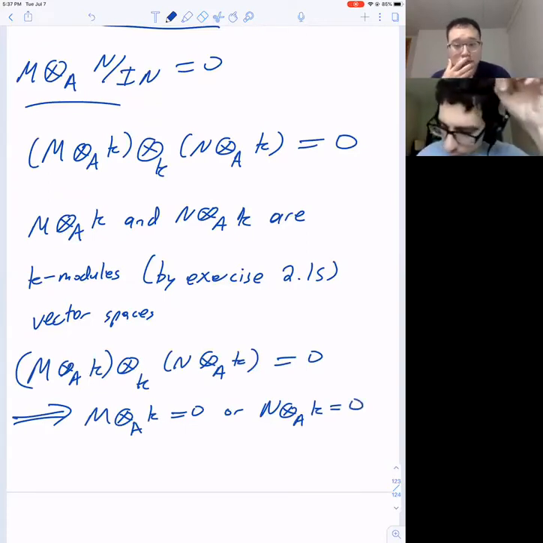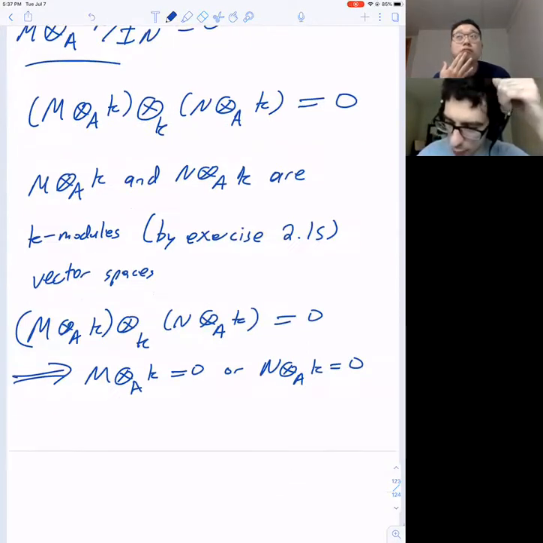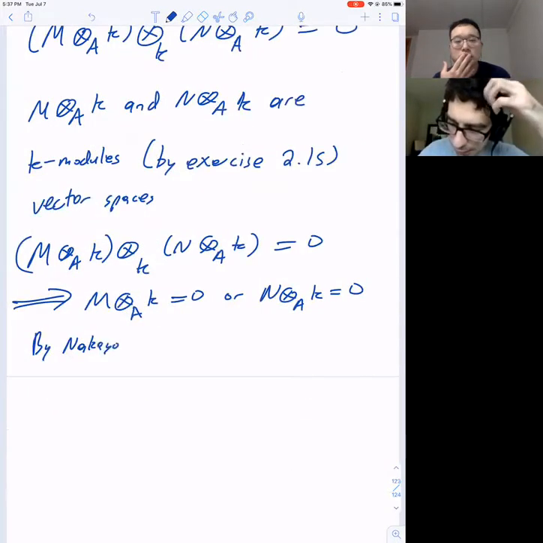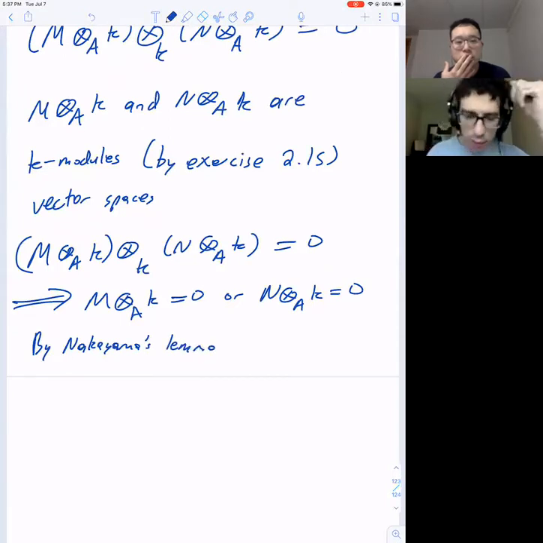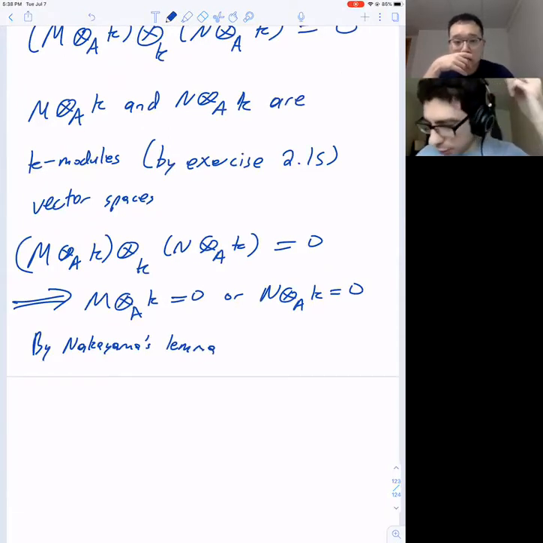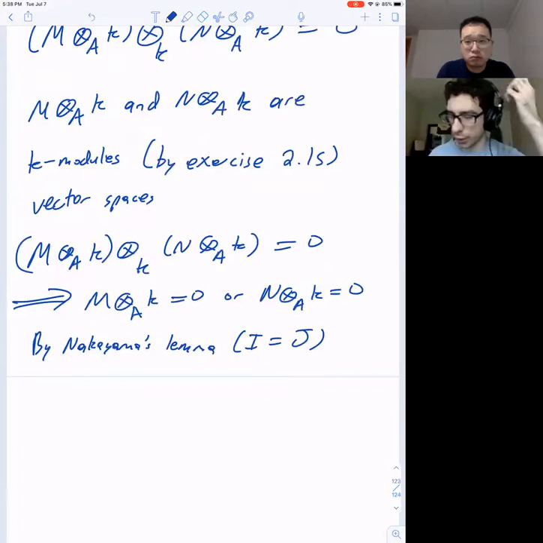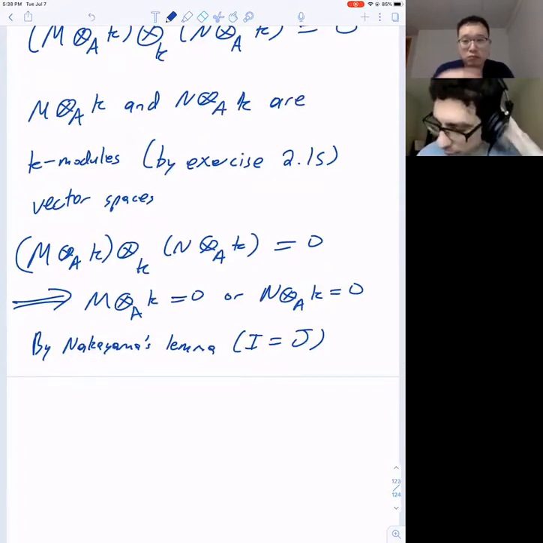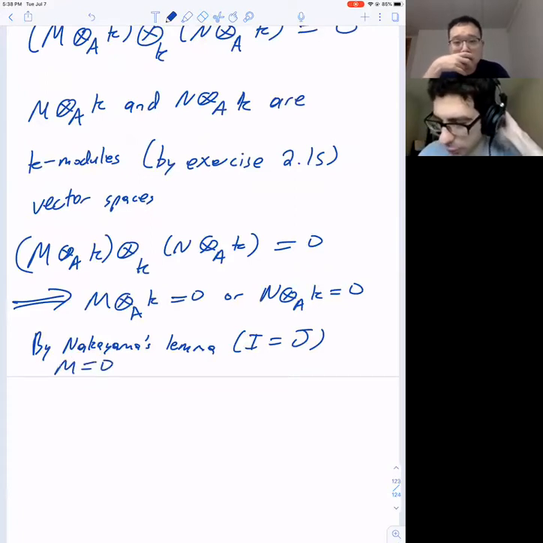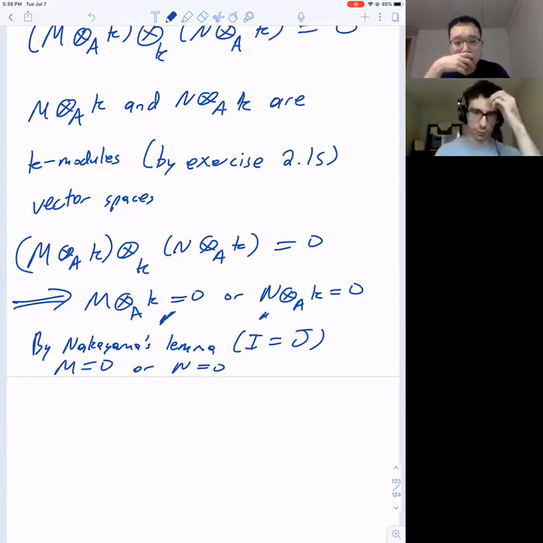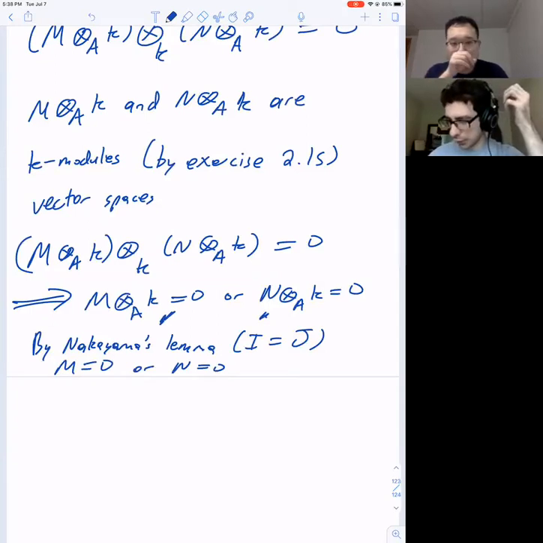Okay, and that means that by Nakayama's lemma, this is why we needed a local ring. That means that I is in fact J. This is why we needed a local ring. The maximal ideal is in fact the Jacobson radical. By Nakayama's lemma, either M is equal to 0 if this is true, or N is equal to 0 if this is true. Okay, so that's the conclusion.